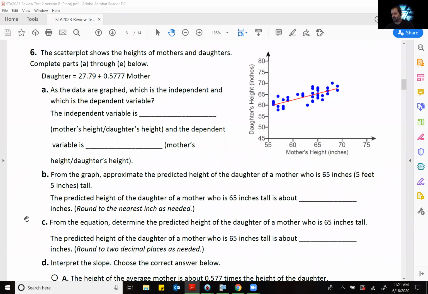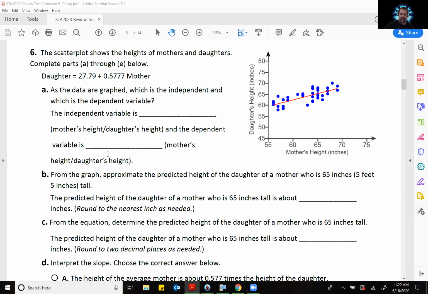Okay. So number 6, still in 4-2. Okay. So they've given us the equation right here. So they want us to answer some questions about the mother's height and the daughter's height. So part A says, as the data are graphed, which is the independent and which is the dependent? So the independent, is it the mother's height or the daughter's height? Would the mother's height be independent?